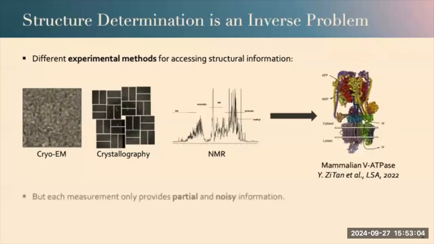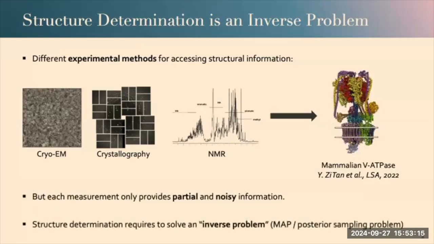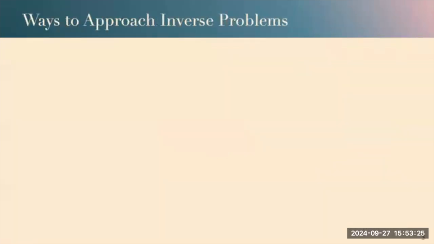The reason this is challenging is because each measurement only provides partial and noisy information. So what the person designing the reconstruction methods has to face is essentially an inverse problem. More specifically, that can refer to a maximum a posteriori problem or a posterior sampling problem. And if we look at ways those inverse problems have been tackled in the past, there are essentially two ways they have been addressed. The first, I will describe as the way of physics, and the second, more recent, as the way of data.